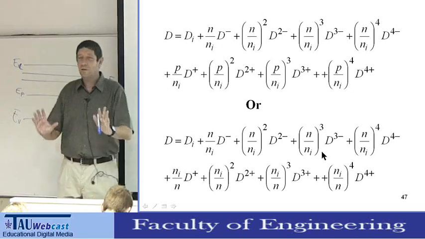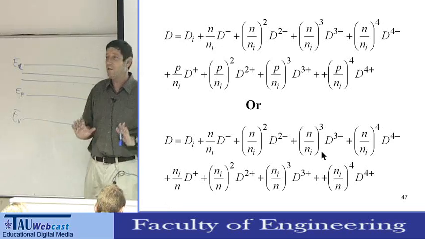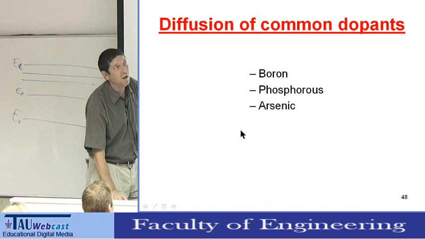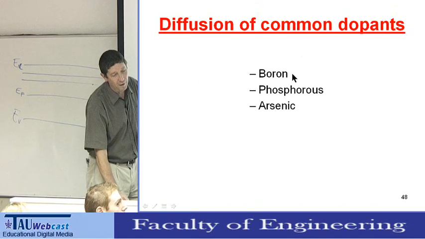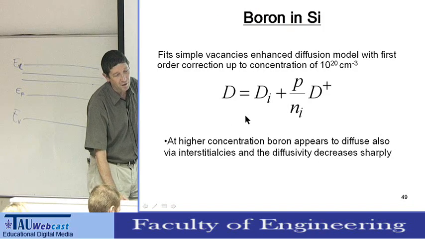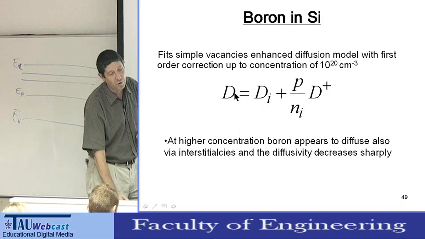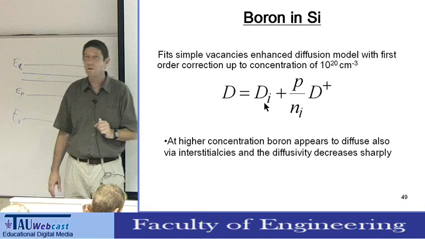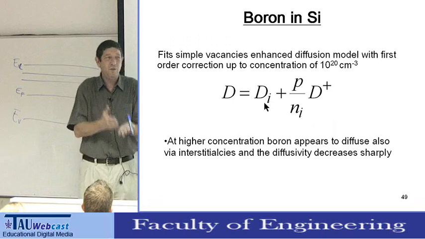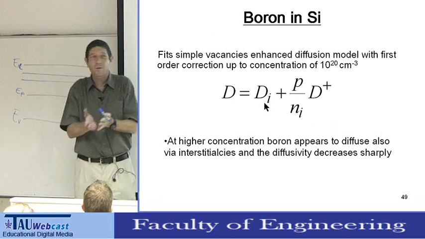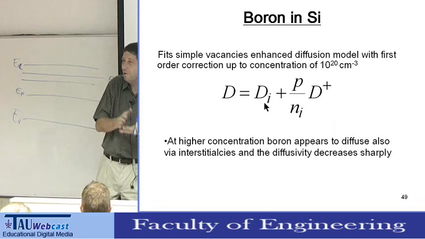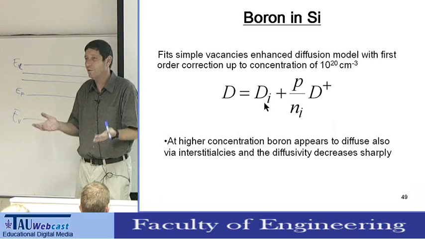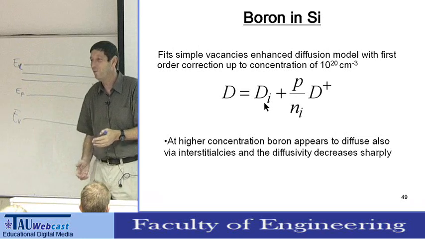Now, don't worry, this expression is more theoretical. In practice, if you look at diffusion of some common dopants, boron, phosphorus, and arsenic, this is the expression for boron in silicon. Boron depends on the holes. And of course, if we deal with diffusivity of boron, we care about the concentration of holes, because boron is p-type. So if we have boron, we have a p-type semiconductor. We don't have electrons, so we don't care about the other components.